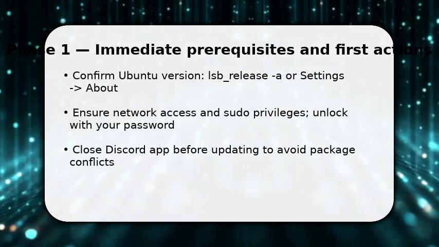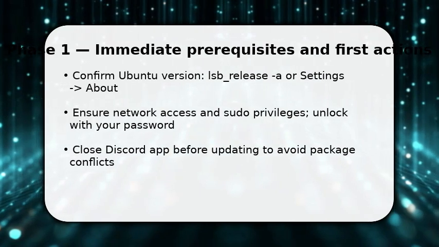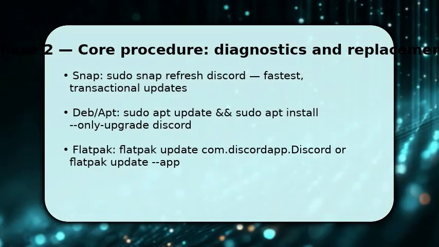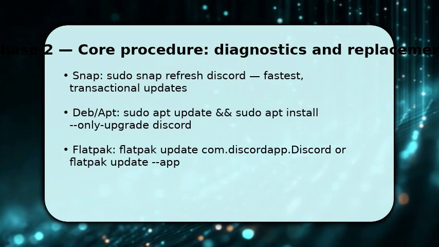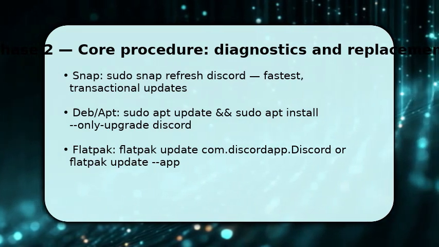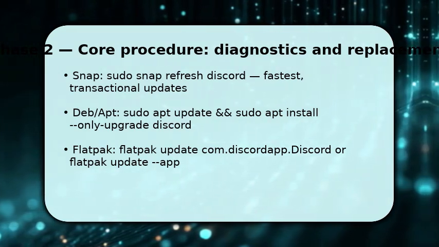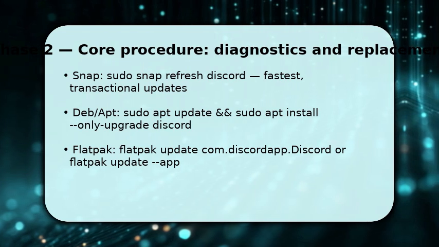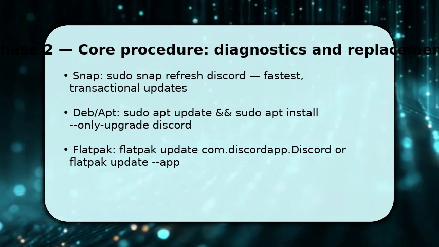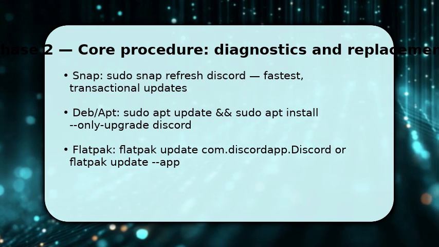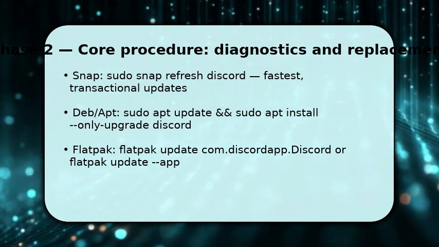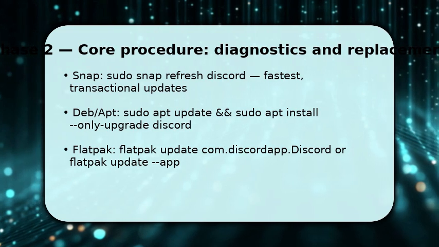Snaps use sudo snap refresh. Apt-based installs require sudo apt update followed by sudo apt install --only-upgrade discord, and Flatpak uses flatpak update for the Discord ID. As you run them, watch for prompts and resolve dependency or signature messages, accept keys or fingerprint confirmations when requested. If you used a third-party deb, you might need to redownload.